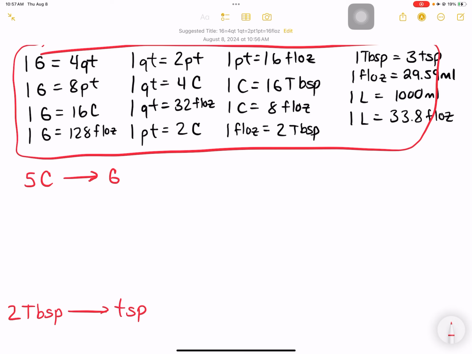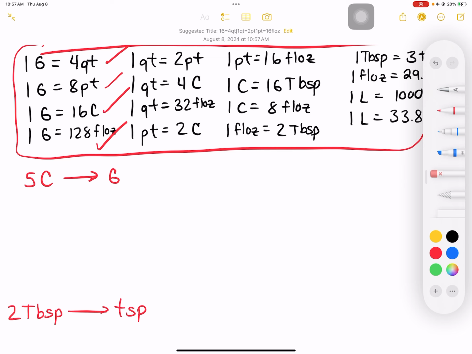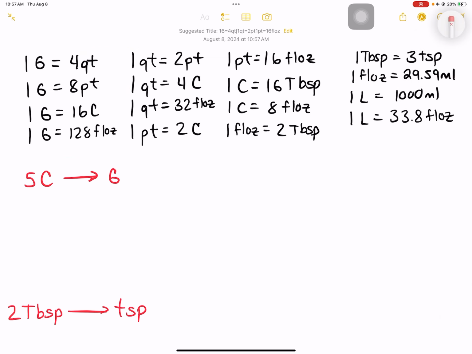Okay, so just reading those from top left to bottom right. This is 1 gallon equals 4 quarts. Okay, 1 gallon equals 8 pints. 1 gallon equals 16 cups. 1 gallon equals 128 fluid ounces, and so on and so forth. Okay, so I have all of those different units. These conversion ratios or conversion factors are volume conversion factors. So these are helping me convert from one volume unit to another volume unit.